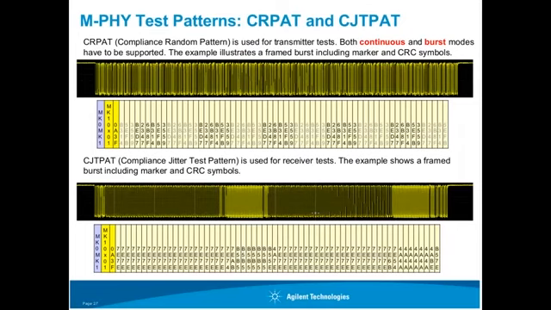These are the conditions that you need in order to do the transmitter test. The CJTPAT is used mainly for the receiver test because the transitions between lower and higher data rates in a pattern can more appropriately stress the receiver's ability to lock into the quick change in frequencies. So these two patterns are used in different test conditions because of the properties of the test pattern.